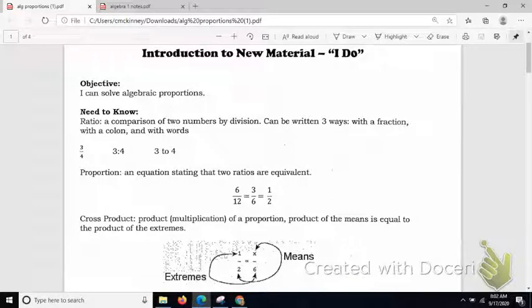So after you've done those IXL lessons, some of this is going to be review of what I already showed you. These are the notes that are posted as material in Google Classroom. And so a ratio is a comparison of two numbers. It can be written as a fraction, with a colon, or with the word to. So 3/4 or 3 to 4.